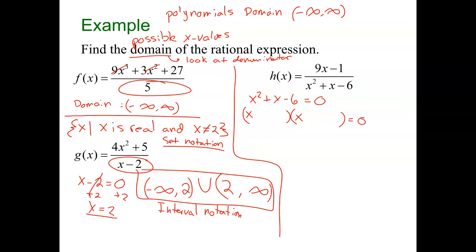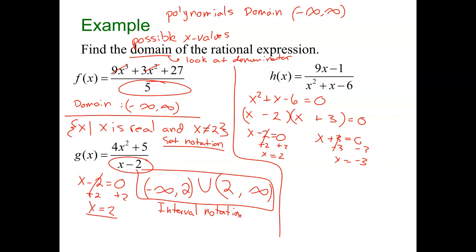What two numbers? Negative 2, positive 3. Multiply to give me negative 6, add to give me positive 1. Set factors equal to 0. Solve. Okay, so those are the two values that x is not allowed to be. They can't be 2, and they can't be negative 3.